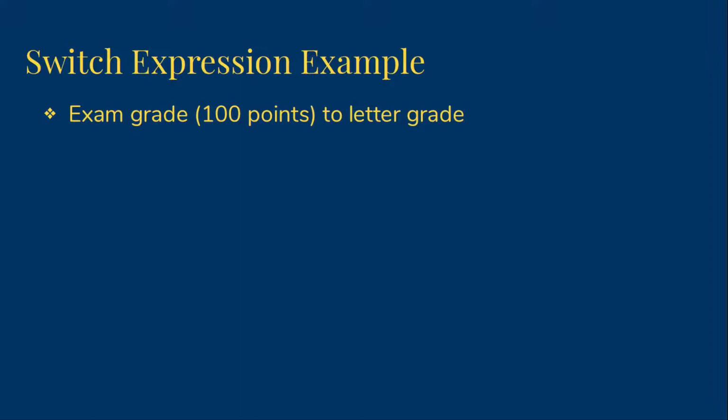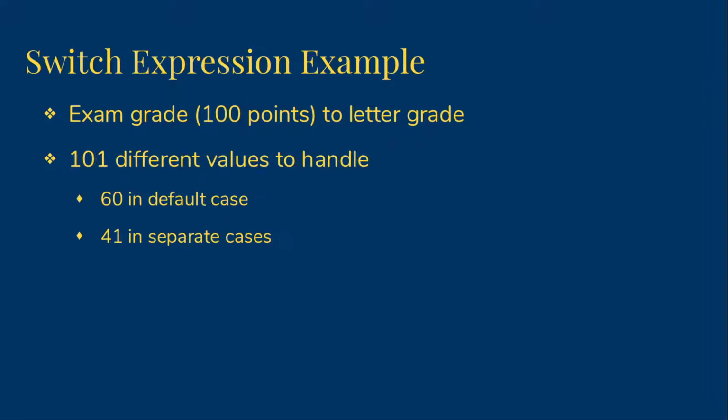Imagine that instead of a 10-point quiz, I want to determine the letter grade for a 100-point exam. Your immediate thought may be that switch is a poor choice for that because we can't express ranges of values. We have to have a case for every single value we're interested in. We could lump 59 and below together in the default case, but that will still leave 41 values, 60 to 100, that we have to account for.